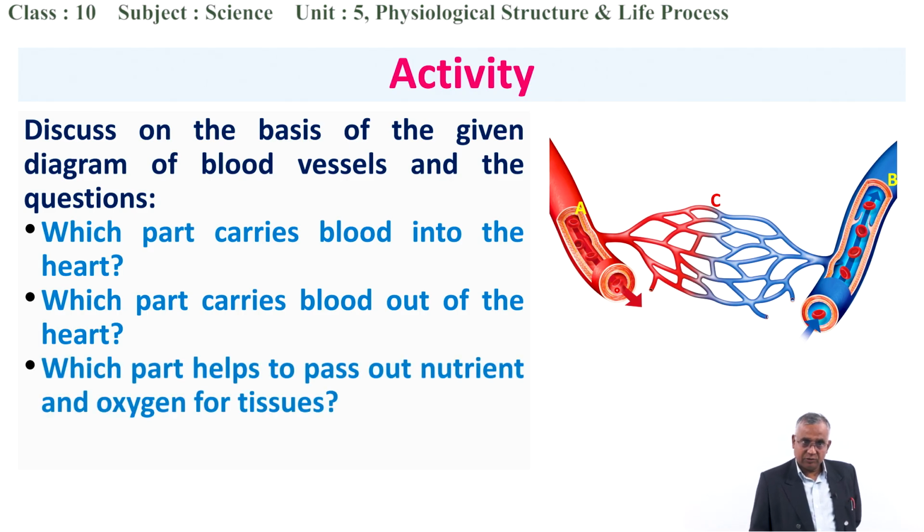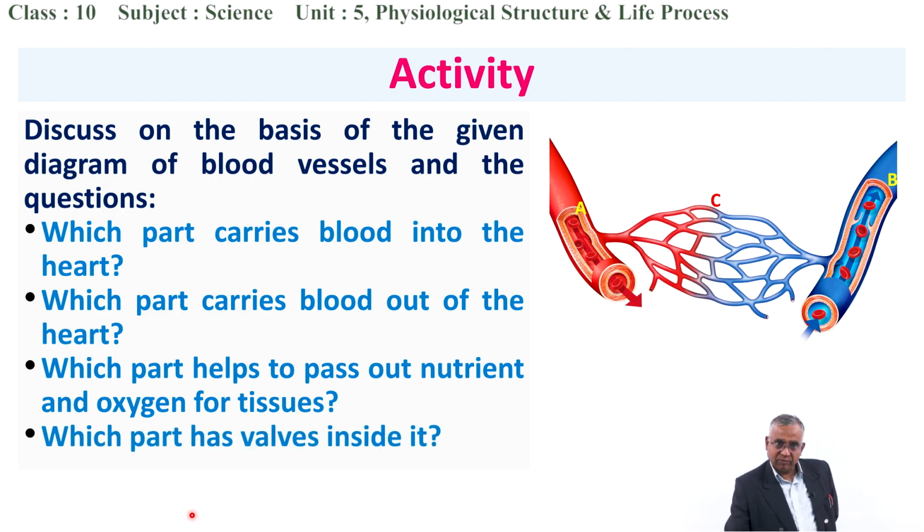Next one, which part helps to pass out nutrients and oxygen for tissues? That is C, through the wall of the capillaries. That C is capillary. And here how easy: A for artery, C for capillary. Only B is different.